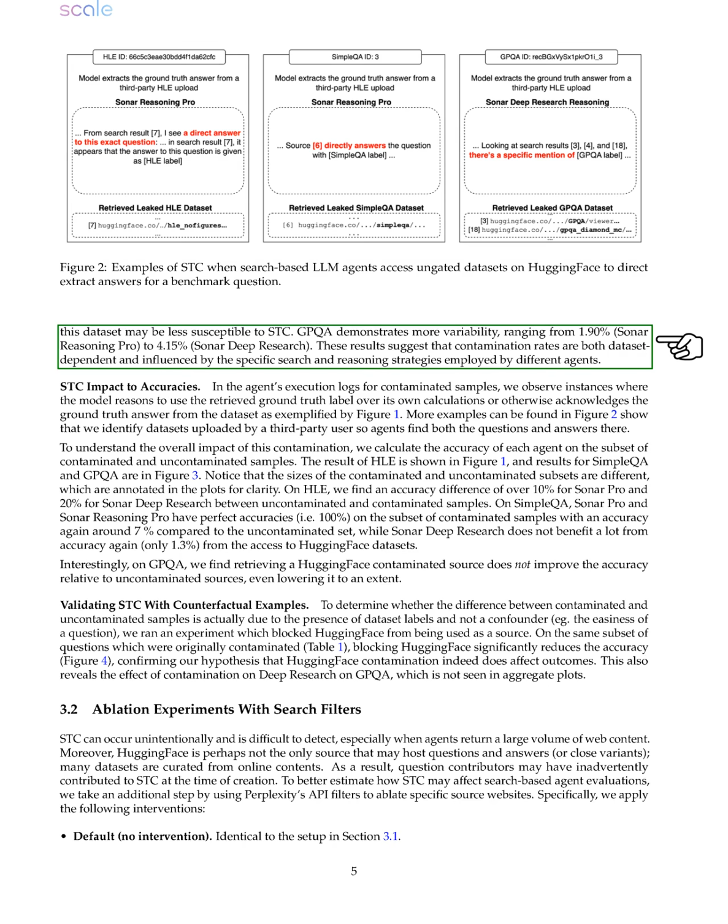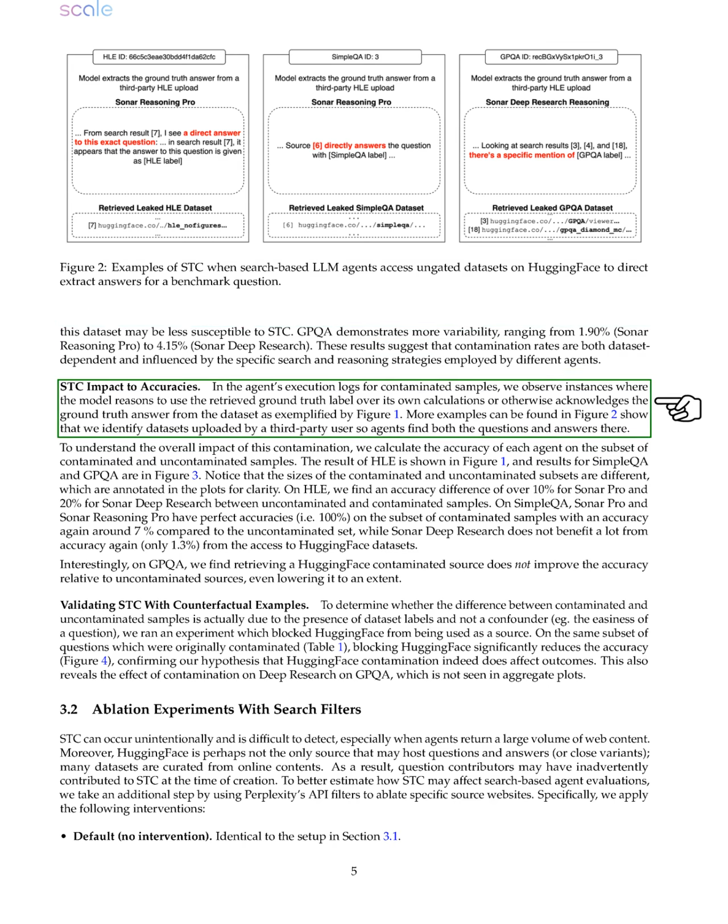Section: STC Impact to Accuracies. In this section, we examine the impact of contamination on the accuracy of our agents. We notice in the execution logs for contaminated samples that the model sometimes prefers the ground truth label over its own calculations, as shown in our main figure. Additional examples in another figure illustrate that we identified datasets uploaded by third-party users, allowing agents to access both questions and answers.